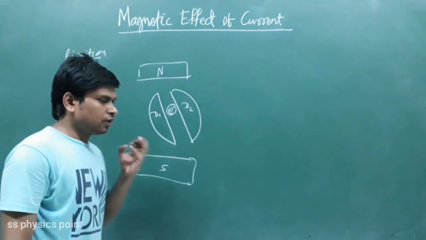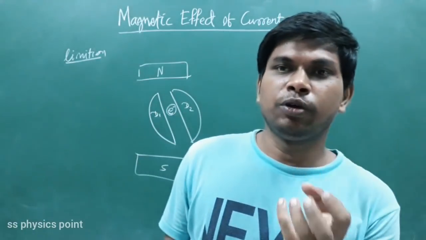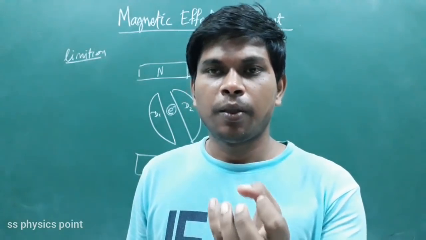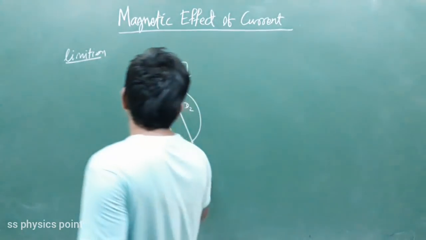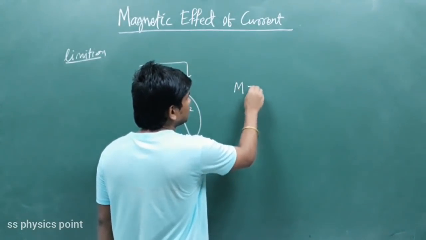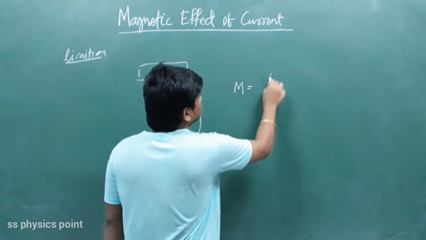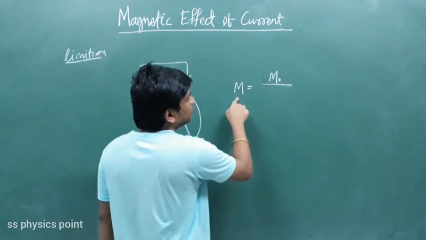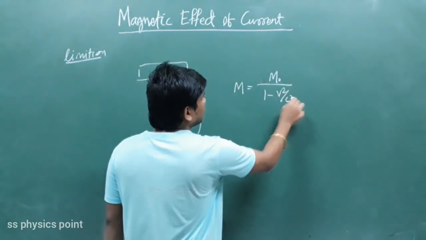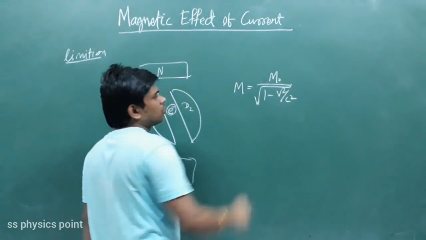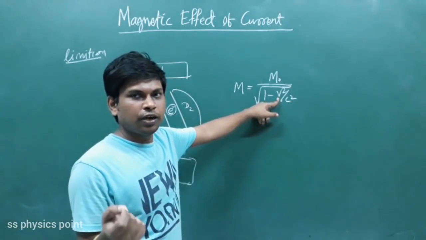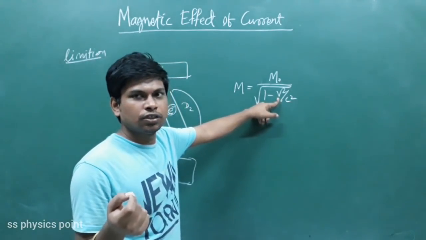So what will happen? Remember, the electron has lighter mass. Its mass is very less. So what will happen? Its velocity will increase, because according to Einstein's relation, this is the actual mass, this is the rest mass, 1 minus v square by c square. So what will happen if its velocity increases? The electron is a light particle, so its velocity increases.